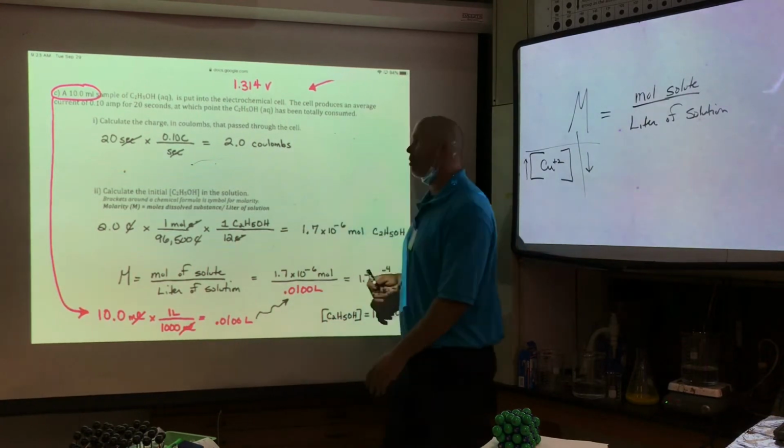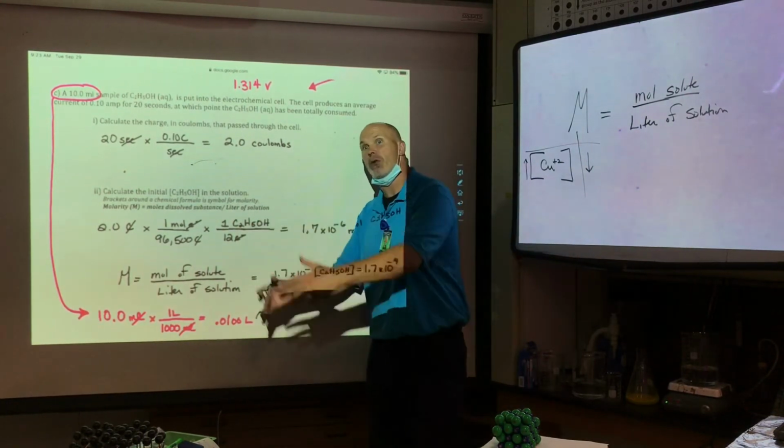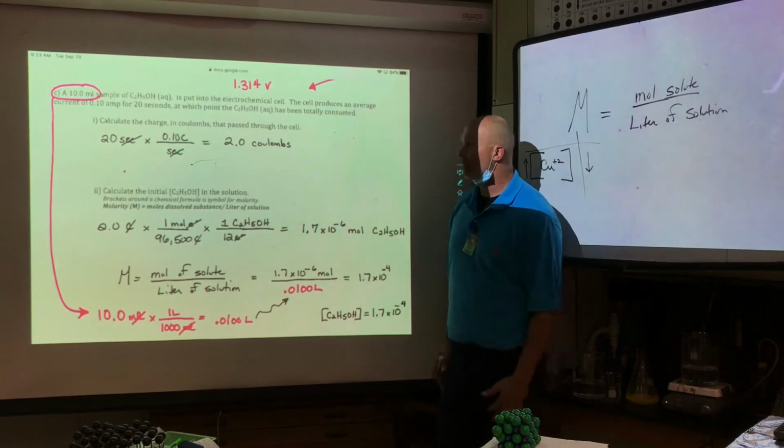2 coulombs of charge passed through the voltaic cell in that time period. That's all he wanted there.